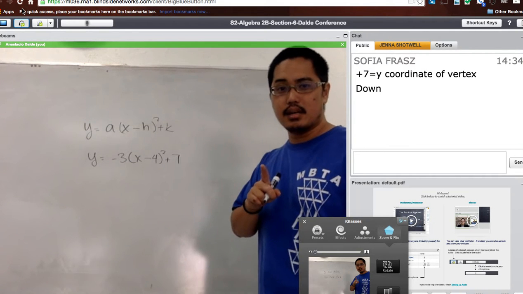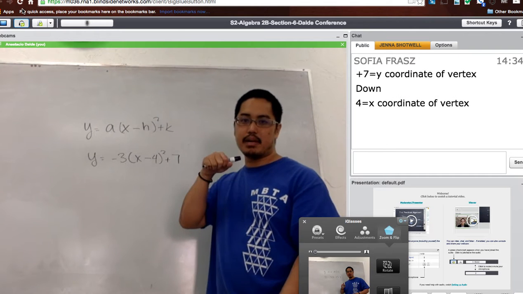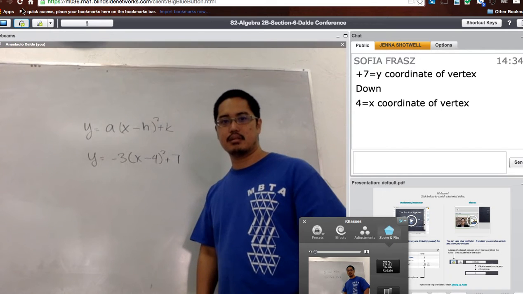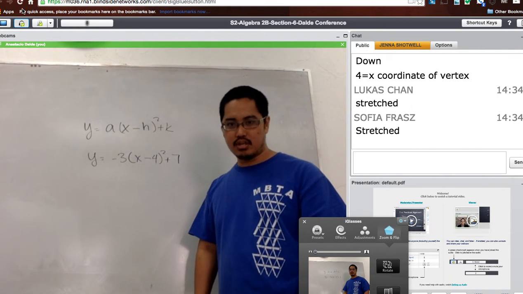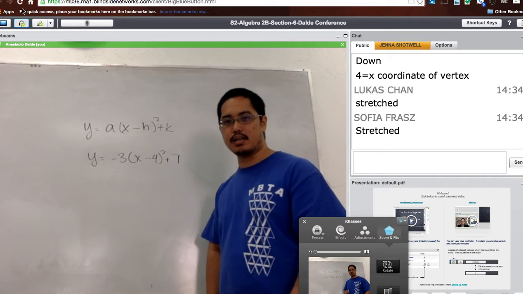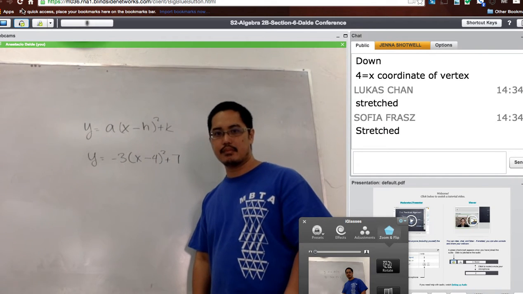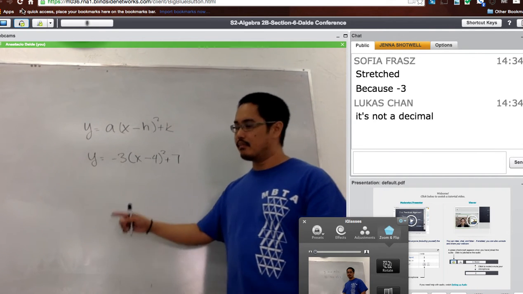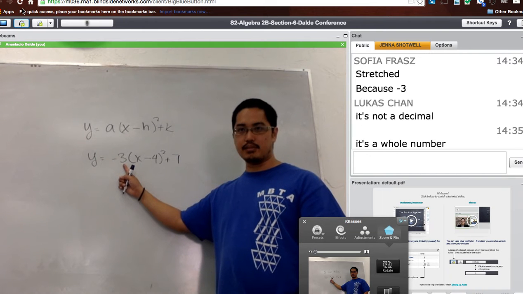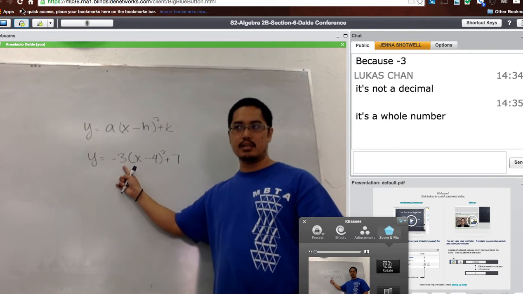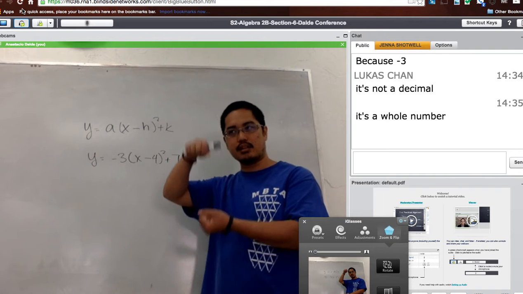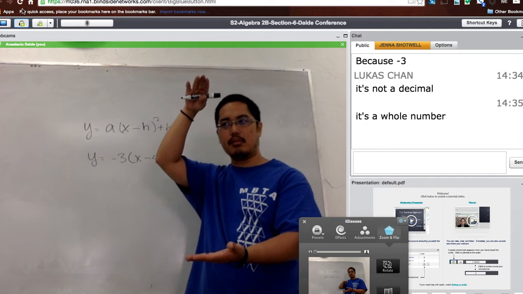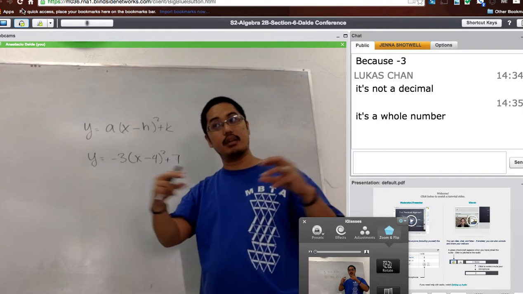Is this thing vertically stretched like a gummy bear, or is it vertically compressed like a gummy bear? I forget how it works. It's vertically stretched. Why is that again? Because when the A is not a fraction or a decimal, it's stretched. If this is a number smaller than one, then your vertical scaling factor will actually be compressing it. You're taking a gummy bear and pushing it in, making it fatter.